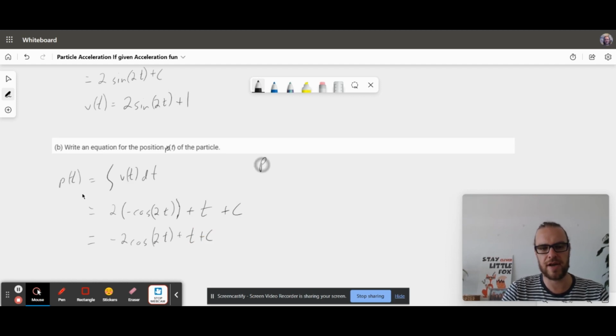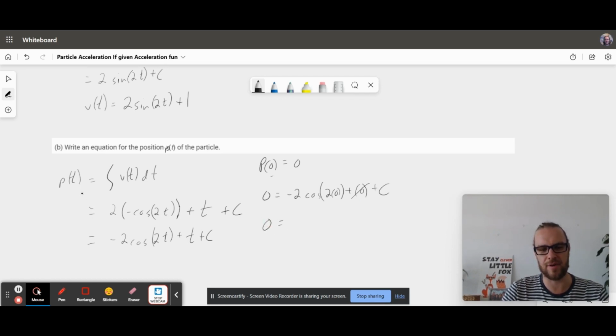And then we're going to use the fact that p of 0 was equal to 0 to solve for what c is again. So 0 is equal to negative 2 cosine of 2 times 0 plus 0. We're just changing all of our t's into zeros here because of what this tells us up here. Obviously adding 0 does nothing. However, this time cosine of 0 is going to be something, and it's going to be 1.